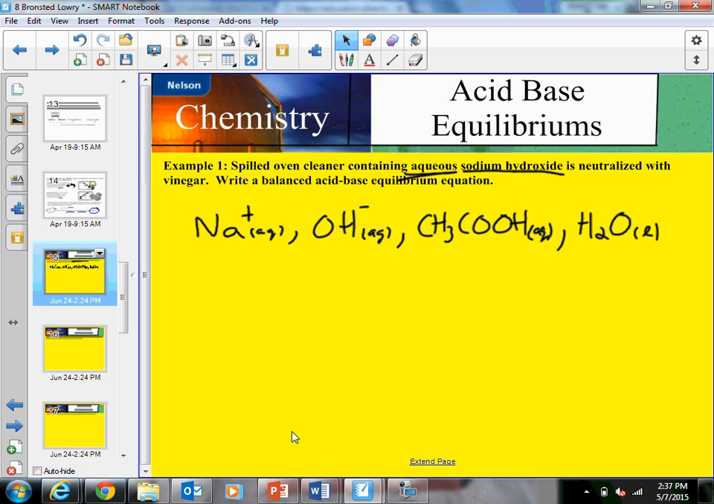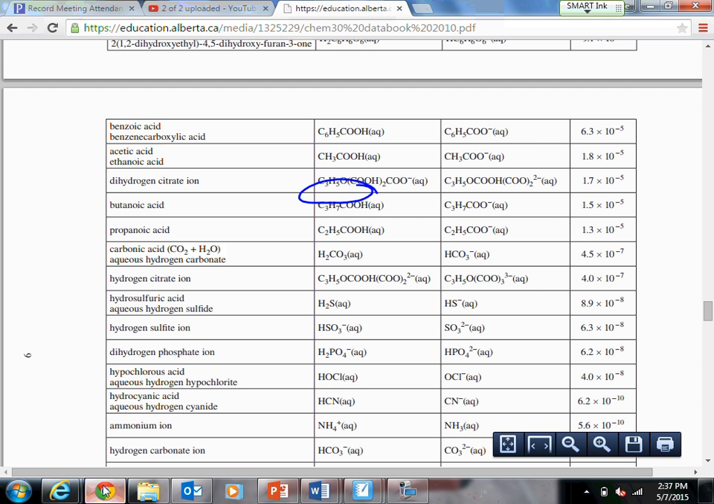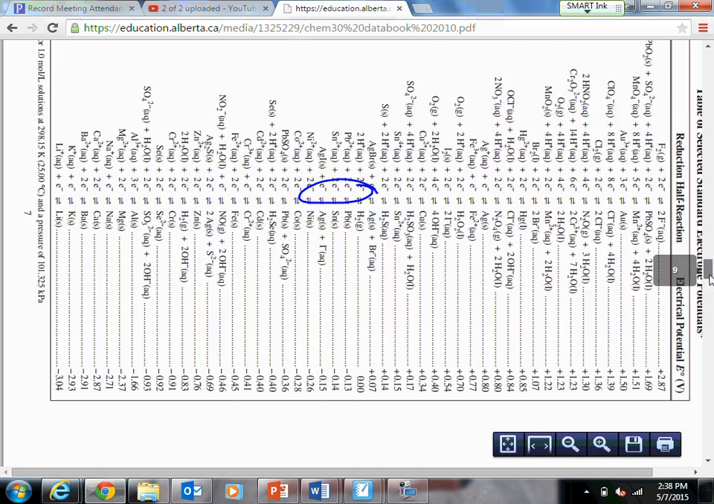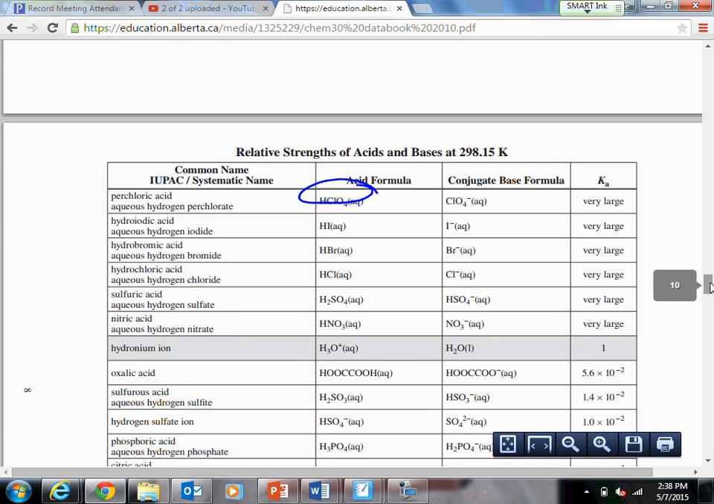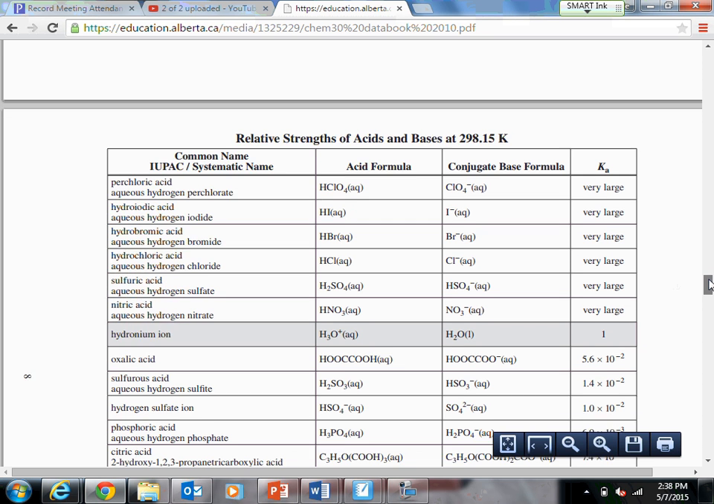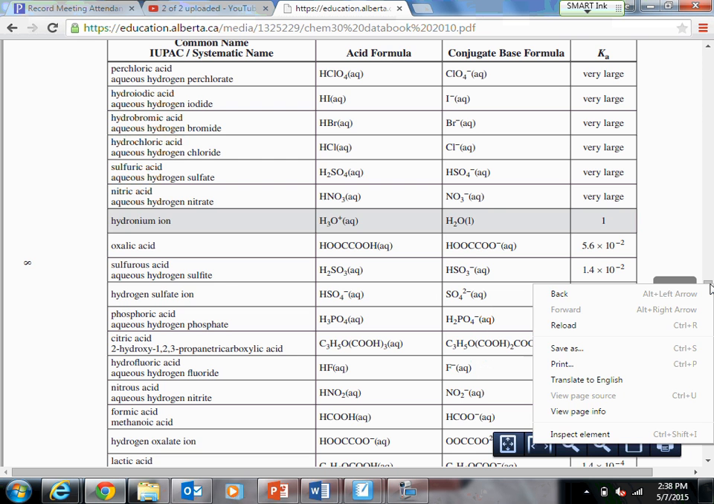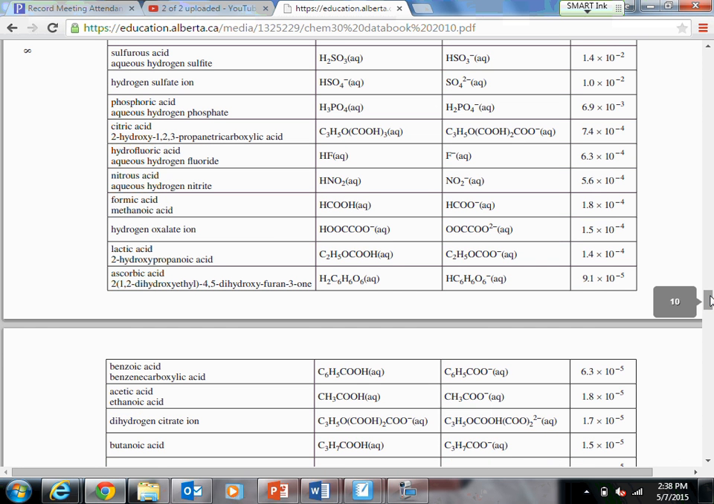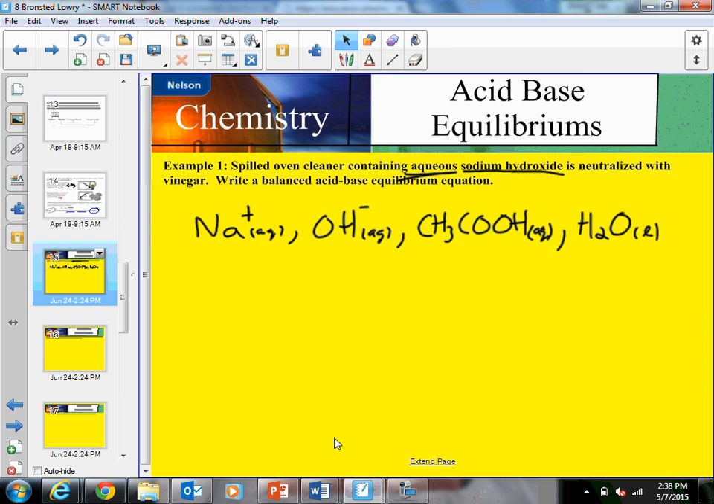So when we're looking for strong acid, we're looking on the first column, which is the acid formulas. And we start from the top and scroll down until we see the first one of those species listed, which in this case will be our acetic acid. So this is what we're going to list as our strong acid.